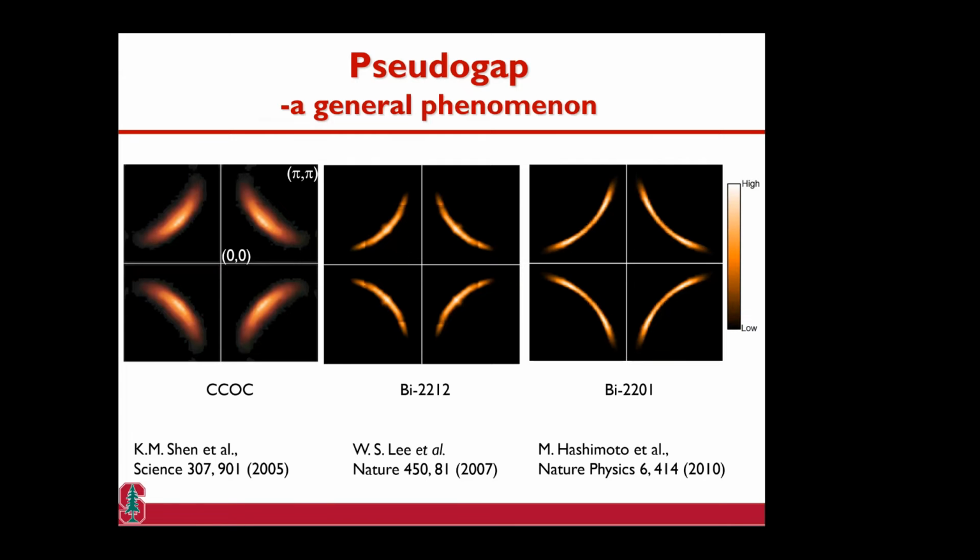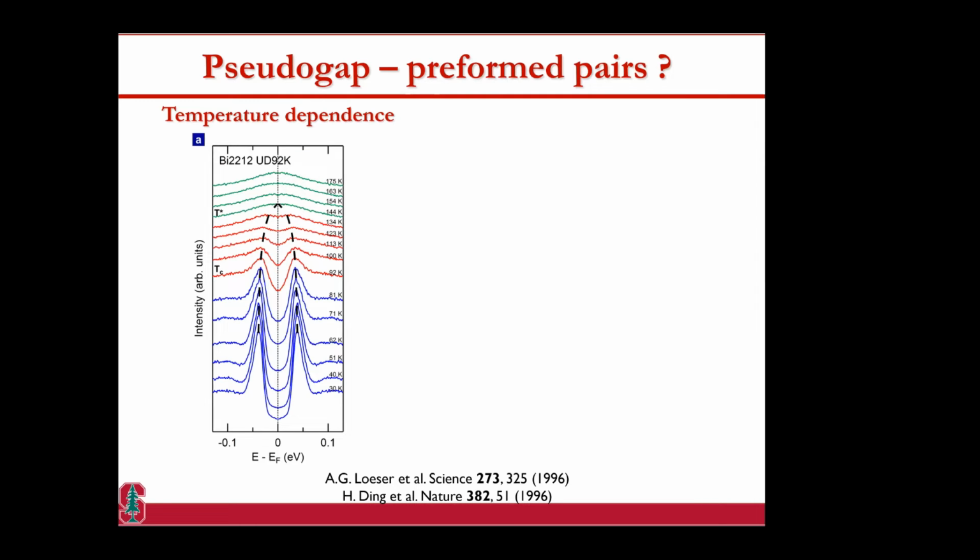There are three families of compounds, and you can see the Fermi arms. So it's sort of the Fermi surface stops in the middle of nowhere. That's the generic phenomenology. Now let's look at the temperature dependence.